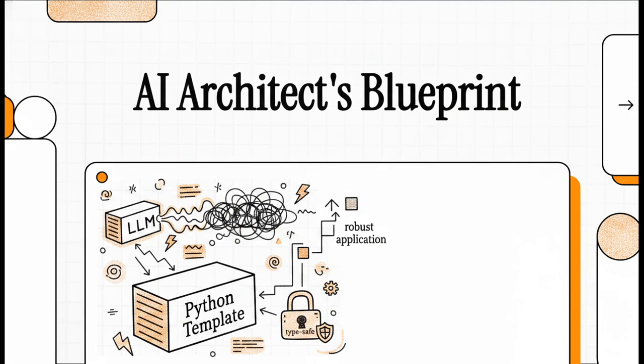Today, we're diving into a massive shift in how we actually build applications with large language models. We're going to explore how you can transition from messy, hard-coded text strings to building really robust, type-safe LLM applications using Python templates. If you've been working with AI lately and feeling like your code is just getting totally out of hand, well, you're in exactly the right place.